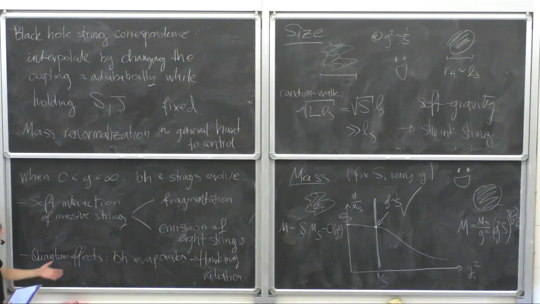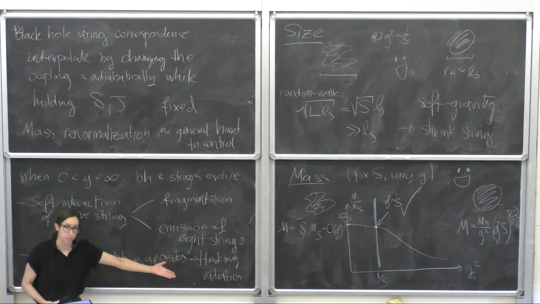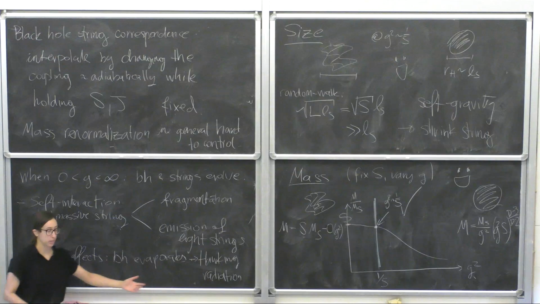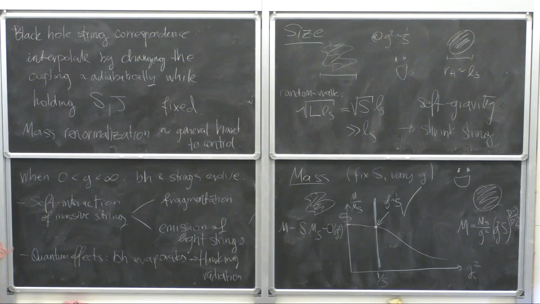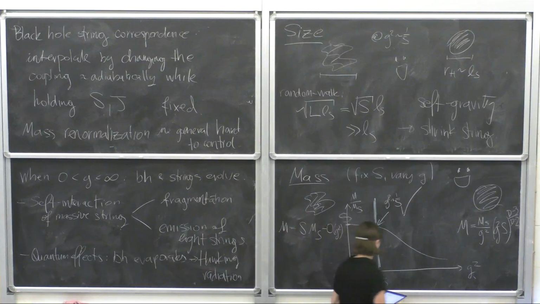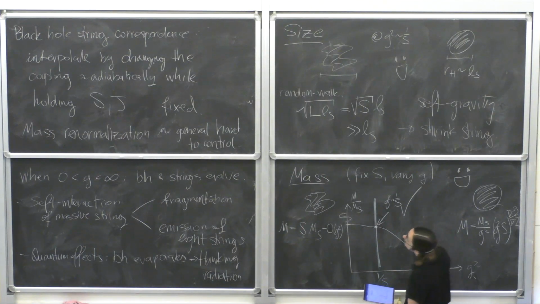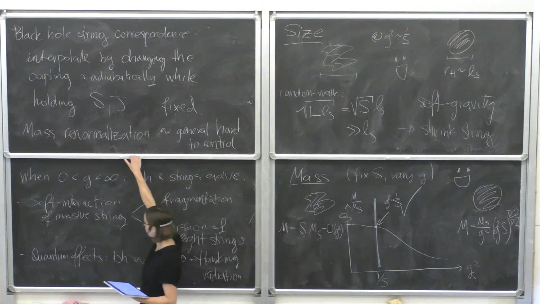Okay, so for example, we would like the black hole to go over into a string before it has evaporated, because if we wait too long, then there's no black hole anymore. So our adiabaticity window should fall within the lifetime of a black hole.